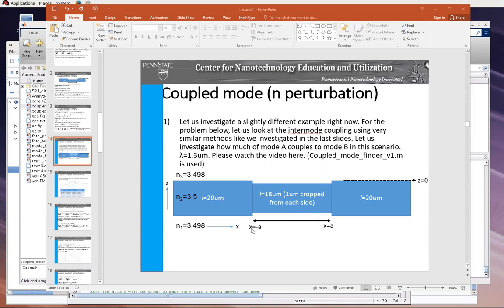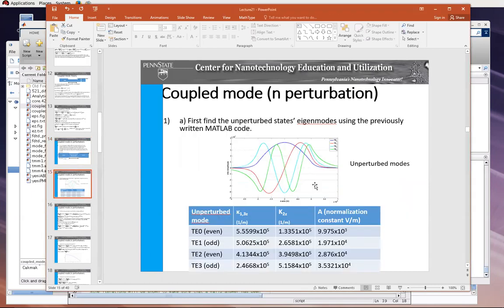The whole perturbation takes place from -a to +a. We're going to use a MATLAB program to analyze this. This whole thing is taking place at a wavelength of 1.3 micrometers. As the first step that I have written for you here, we need to come up with the modes, the eigenmodes of the unperturbed modes.